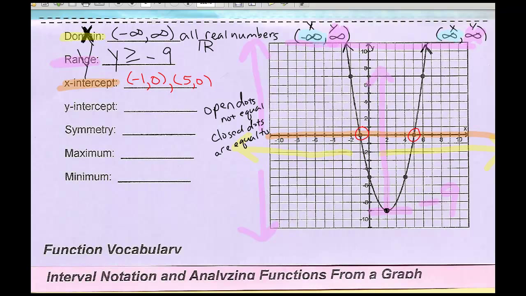Now let's look at the y-intercept. Where does the graph cross the y-axis? Well, the graph crosses the y-axis right here at this point, which is -5. So we would write that as an ordered pair, 0, -5.